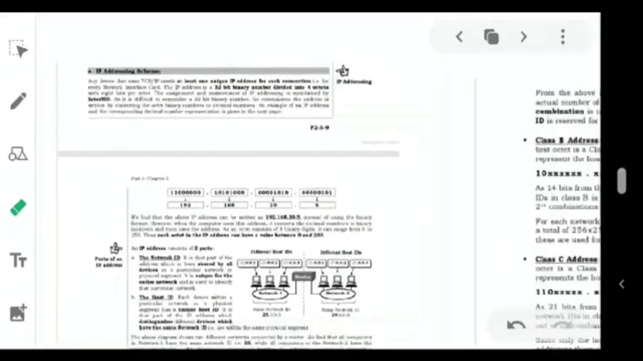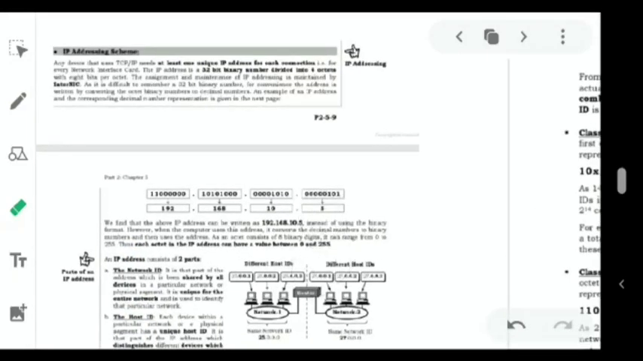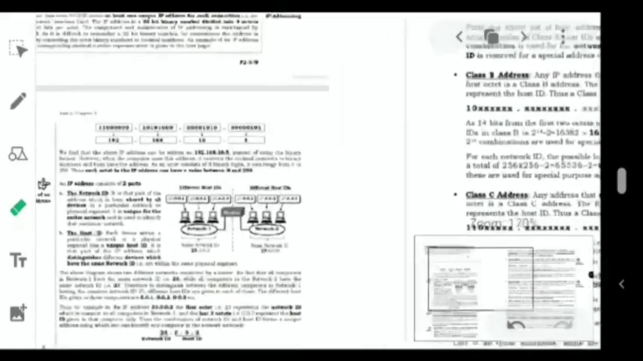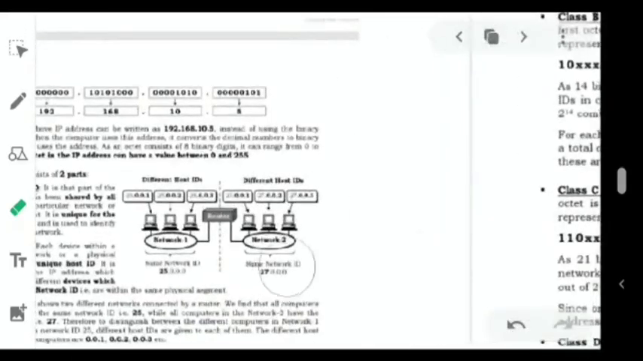As you can see over here, the IP address has 2 parts. Number 1 is the network ID, and number 2 is the host ID. I am removing the marking so that you are able to understand this. Network ID and the host ID.